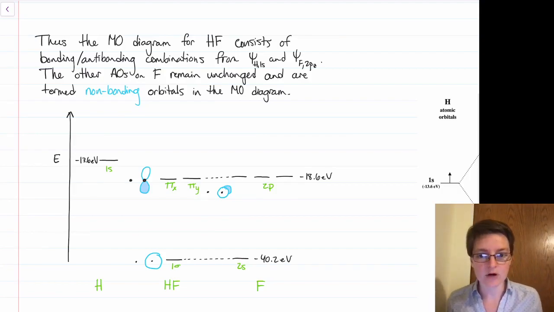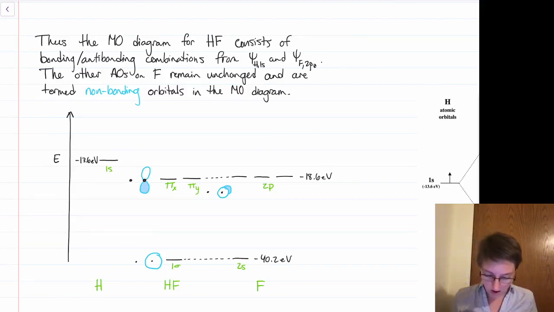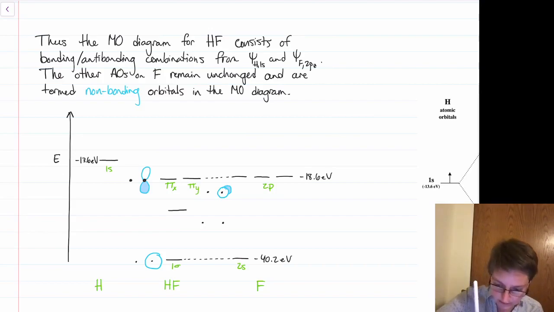Great. So now that we've drawn all of our non-bonding combinations, we can now try and depict the bonding and anti-bonding combinations that form as my 1s orbital on hydrogen interacts with my 2p orbital on fluorine. So my only bonding combination is going to have a shape that looks like so. I'm going to depict my two nuclei. We have the 1s orbital on hydrogen overlapping with the 2pz orbital on fluorine.